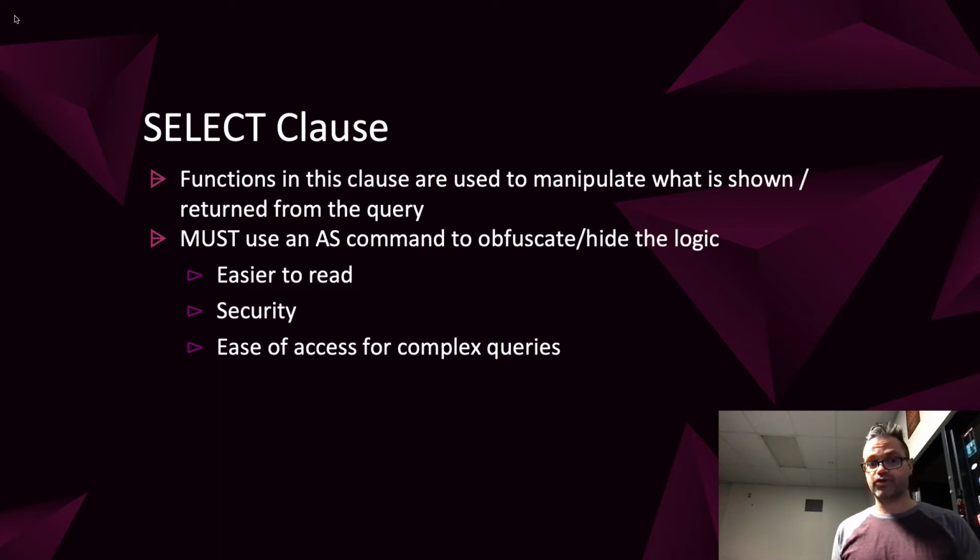And again, going back to rule number one, easier to read and easier for humans, we want to make that ease of access for humans, again, on complex queries. And so I give a simple name that I can easily access when I'm referencing that interior column of information. So we want to make sure that we always use the AS command on every single function inside a query. Keep that in mind again.